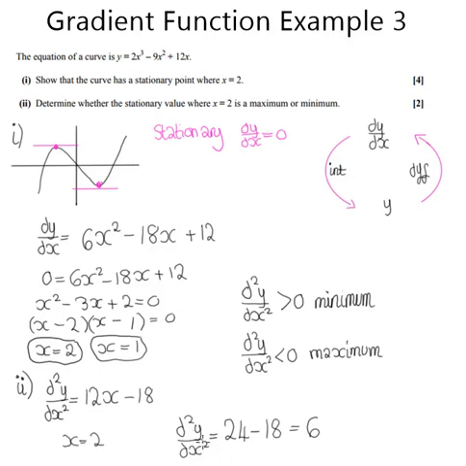So in our case, d squared y dx squared is equal to 6, which means it's greater than 0. So here it's going to be a minimum. Okay, and we're done. Perfect. Really well done.